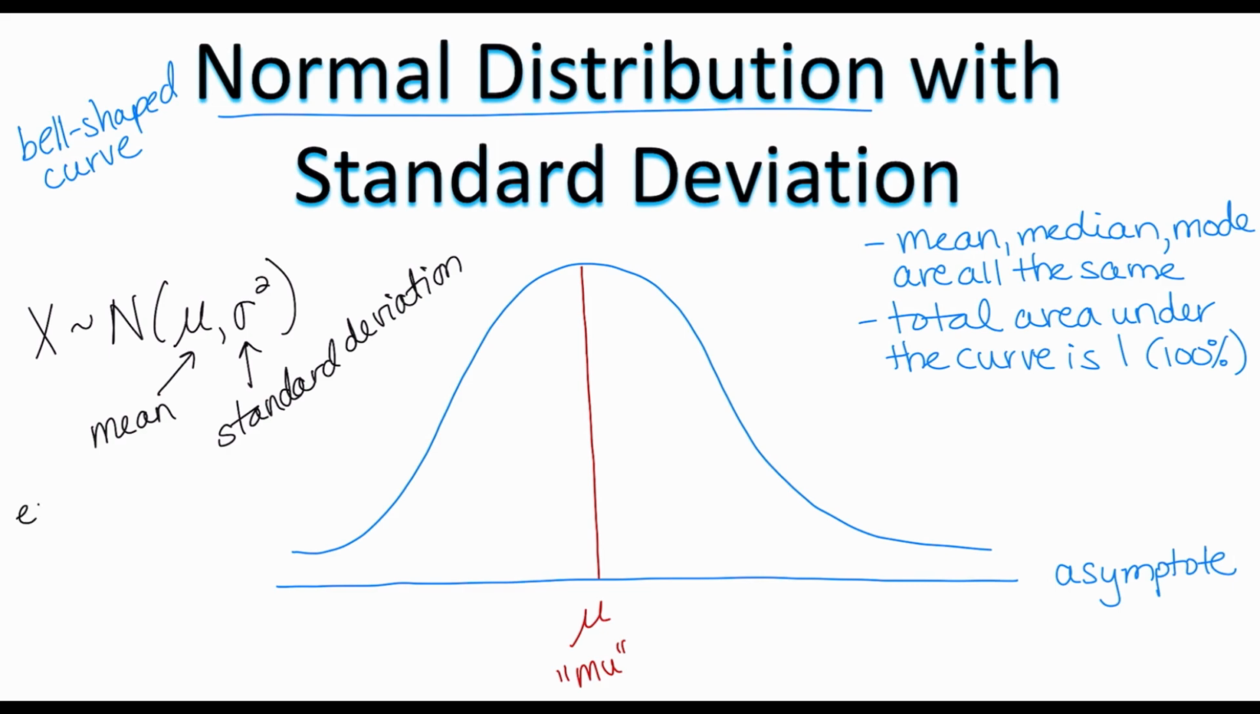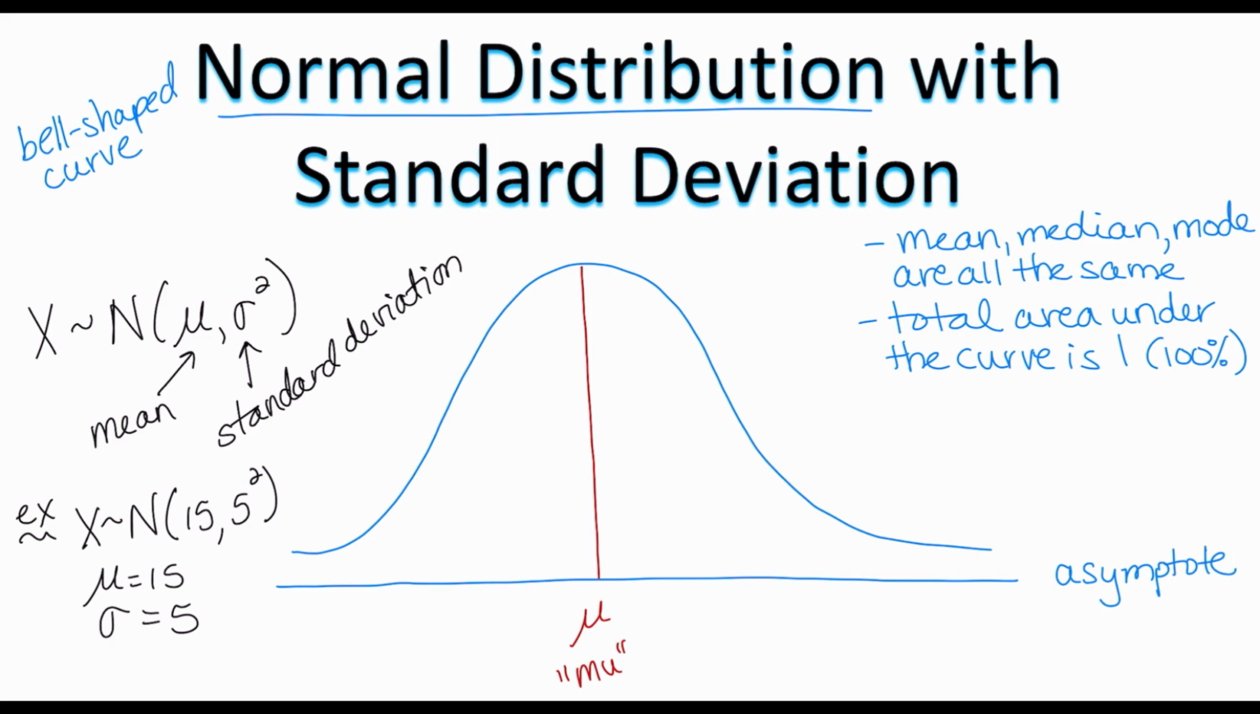So if they give you an example where they tell you X is normally distributed and the mean is 15 with a standard deviation of 5 squared, that's exactly what it means. The average is 15 and the standard deviation is 5. So you don't square the 5 and make it 25. The standard deviation is 5.